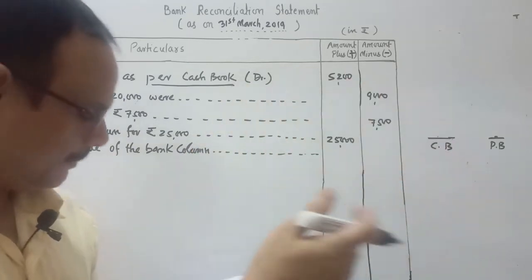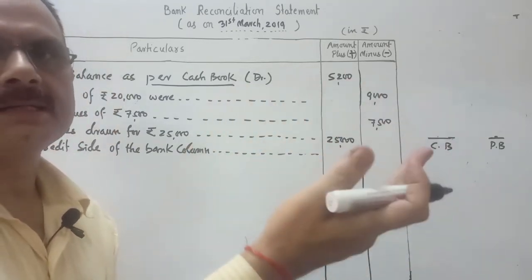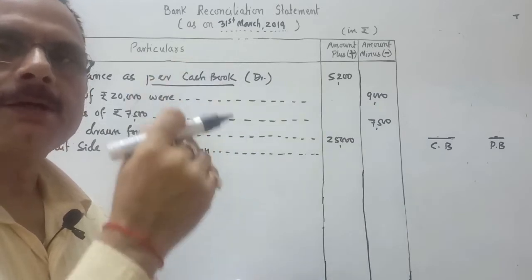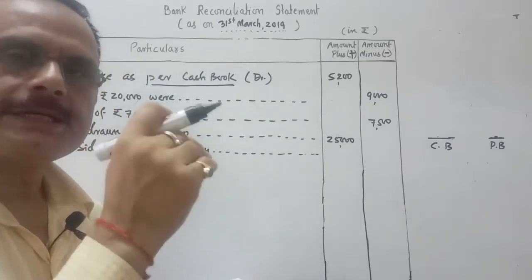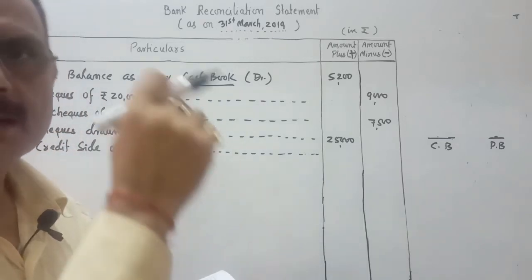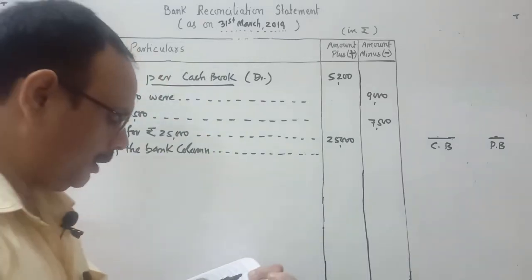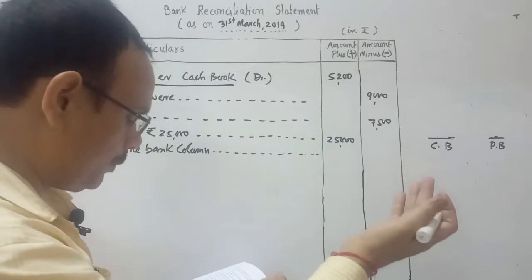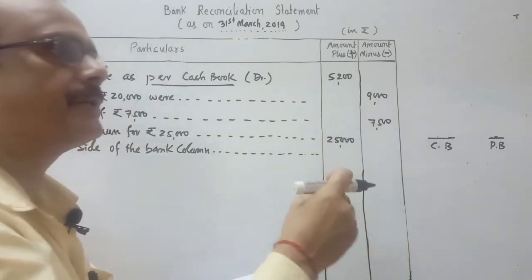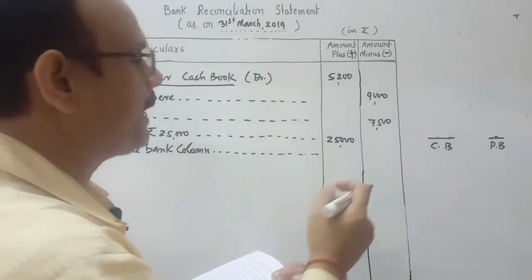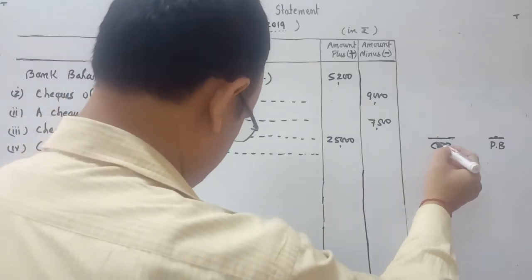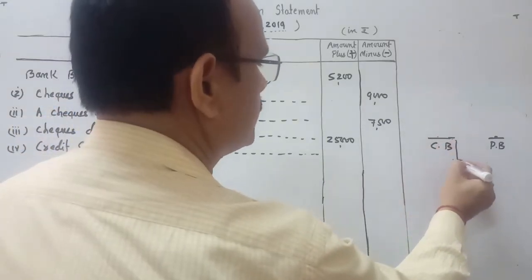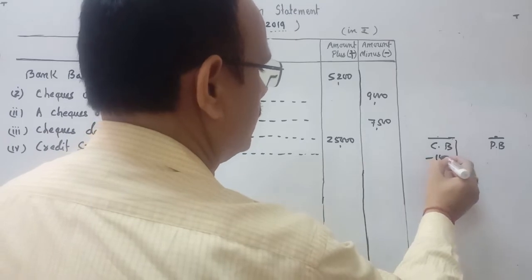Credit side of the bank column is which side? Payment side. If the payment side is overcast, then what will be the impact on bank balance? The balance will be reduced by that amount, because the payment side is more. So when it is deducted from the receipt side, your balance will be reduced by 100 rupees.